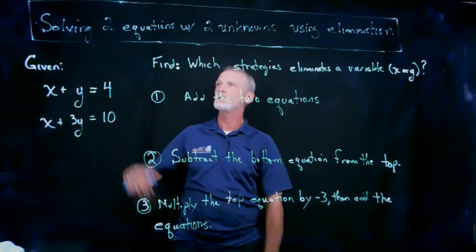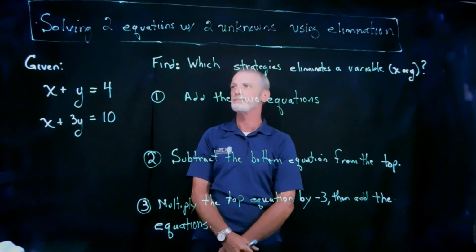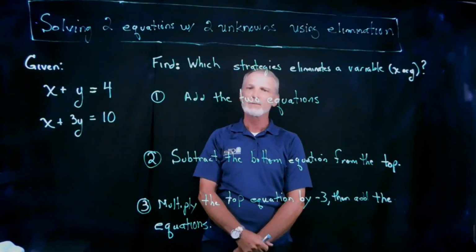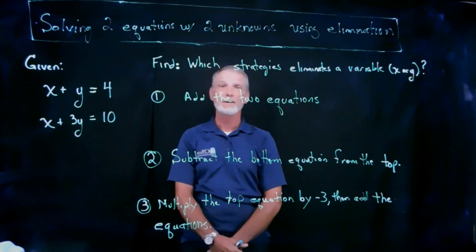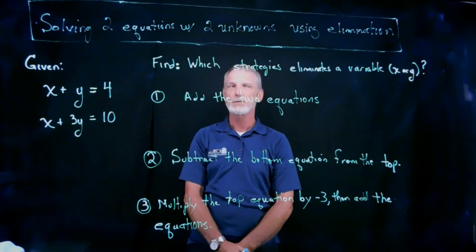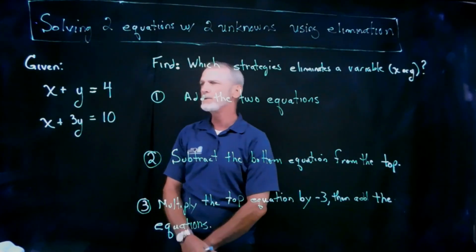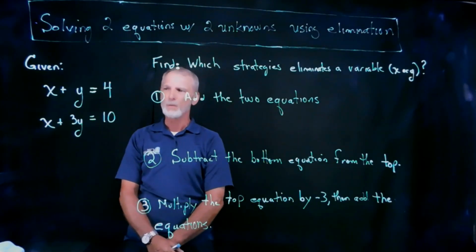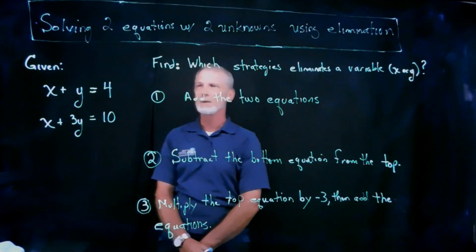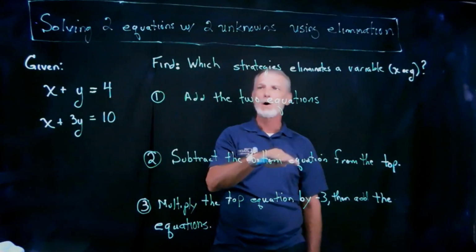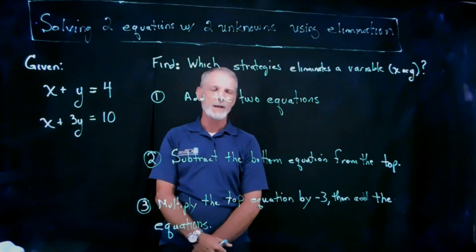This lesson is on solving two equations with two unknowns using elimination. So let's look at an example of two equations, two unknowns, and see if we can figure out some strategies to eliminate one of the two variables. So here are our two equations. We have x plus y equals 4, and x plus 3y equals 10. What we want to know is if any of these three strategies will eliminate a variable.